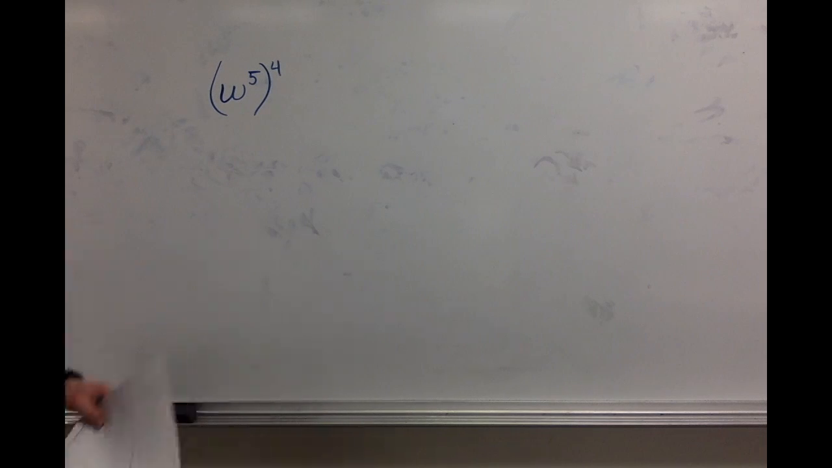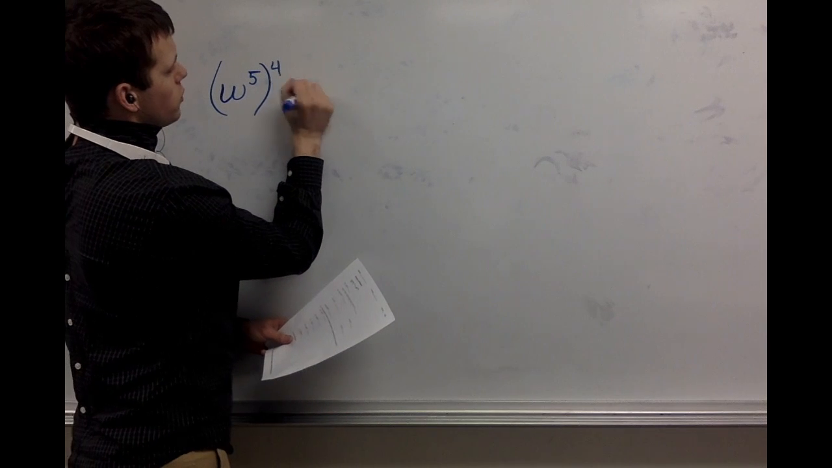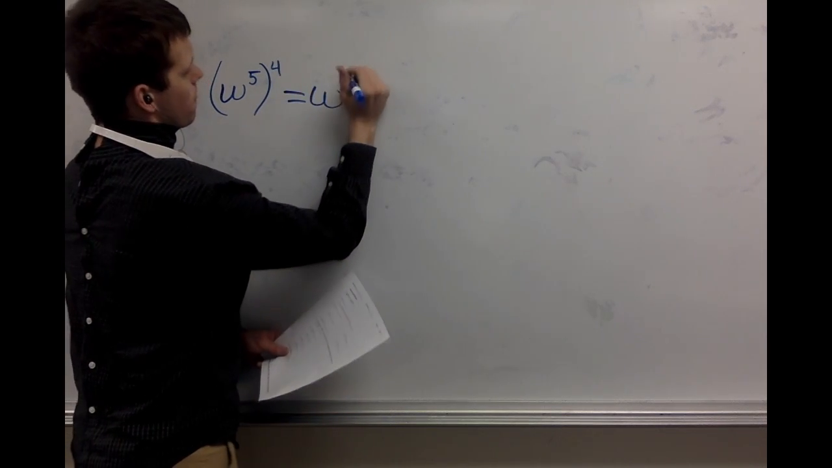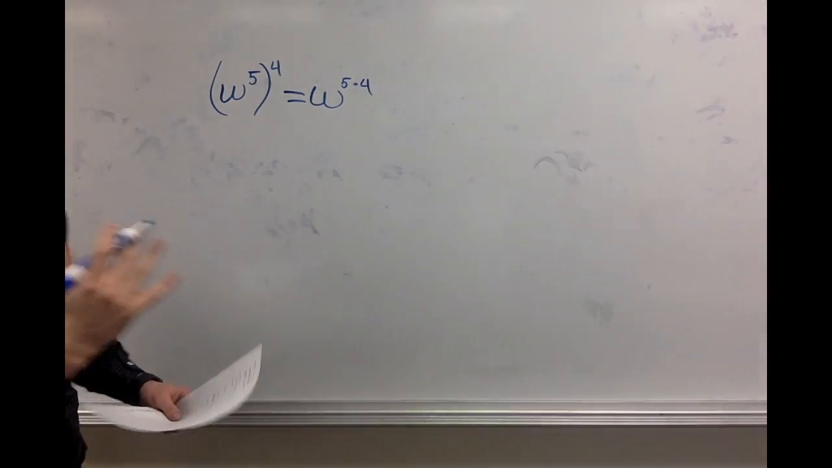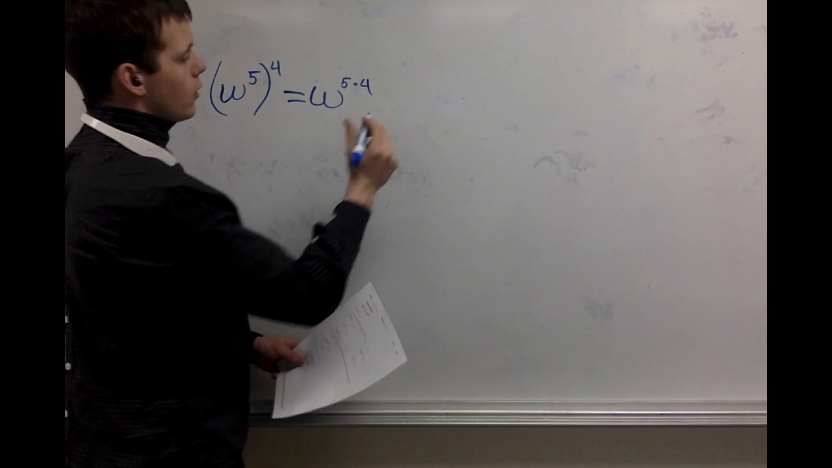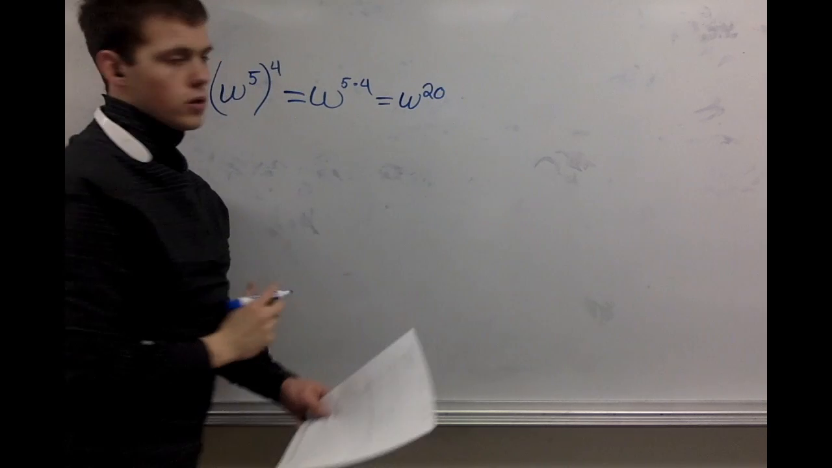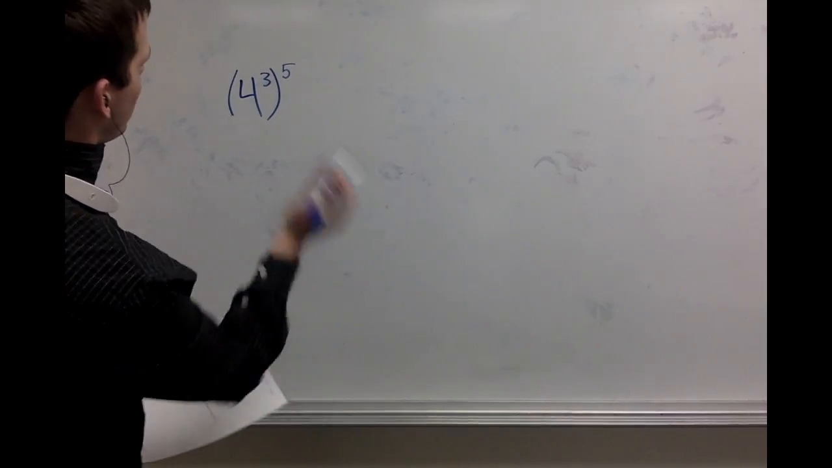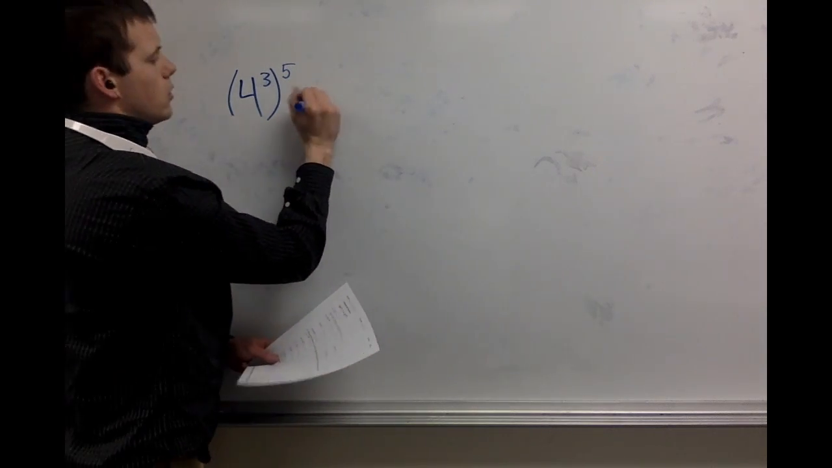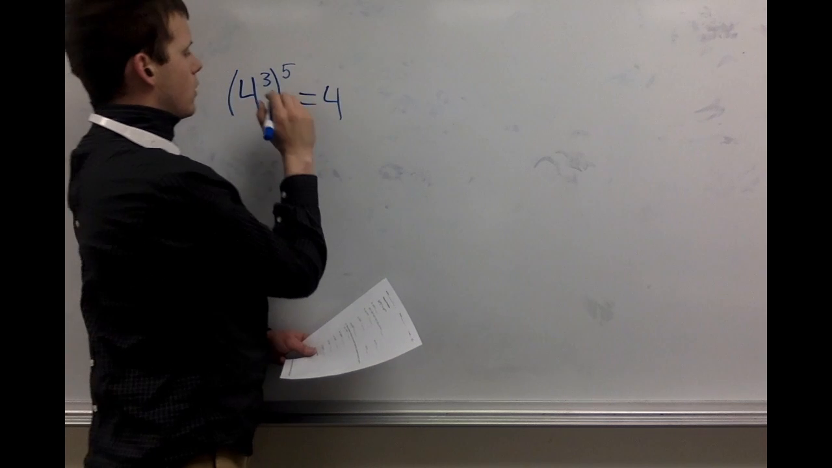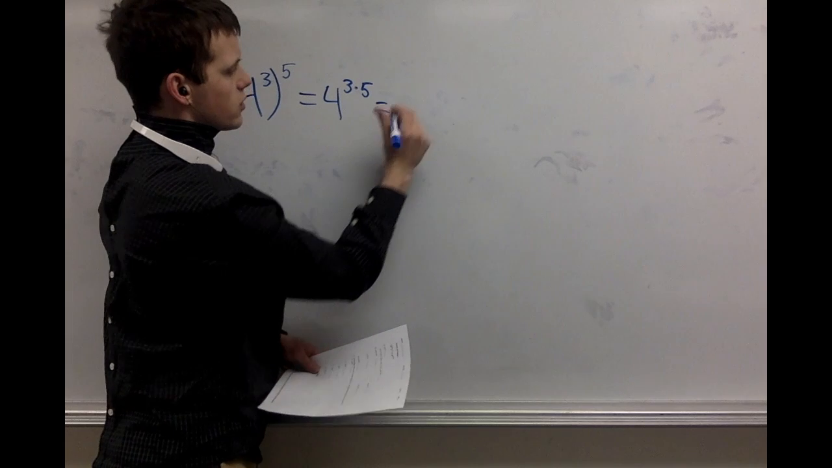For this problem, we have w to the 5th all to the 4th. So what we do with that is we take w to the 5 times 4, which is then equal to w to the 20th. Our next problem is 4 to the 3rd all to the 5th. So we take 4, and we take 3 times 5. So we end up with an answer of 4 to the 15th.